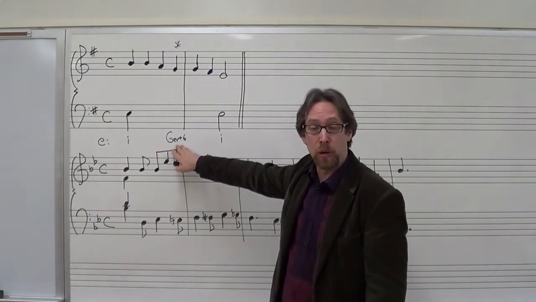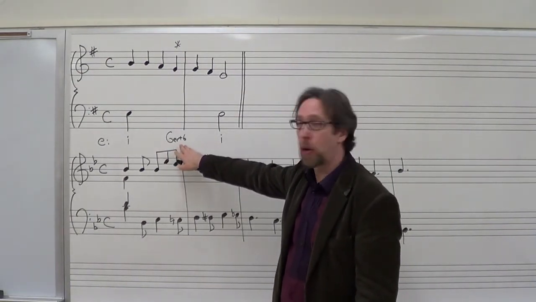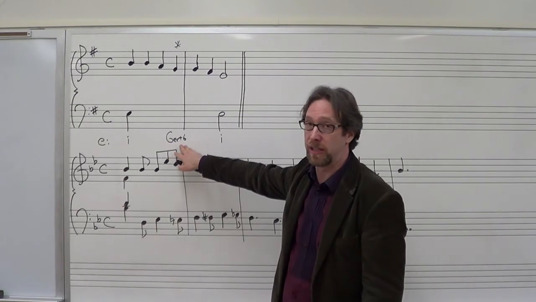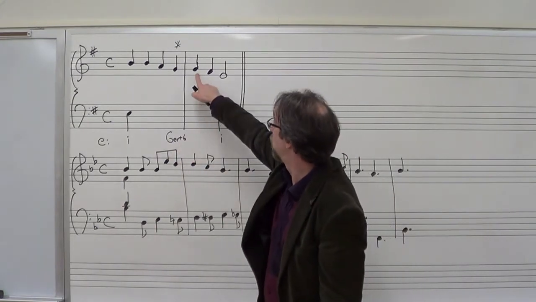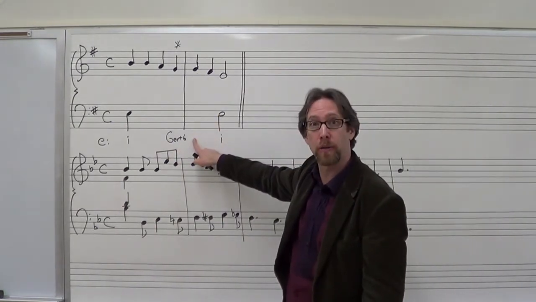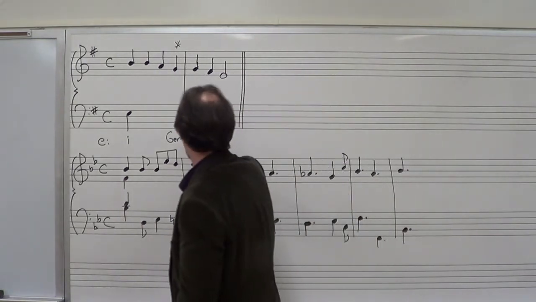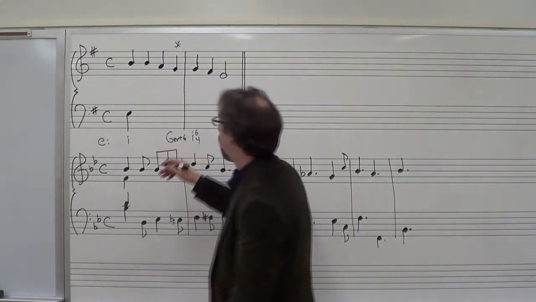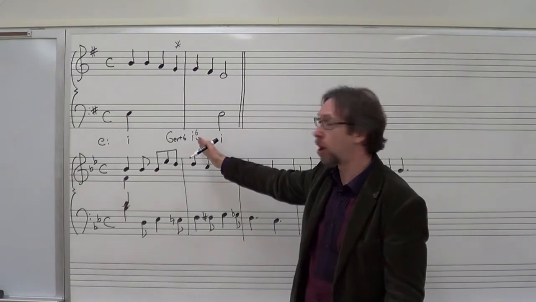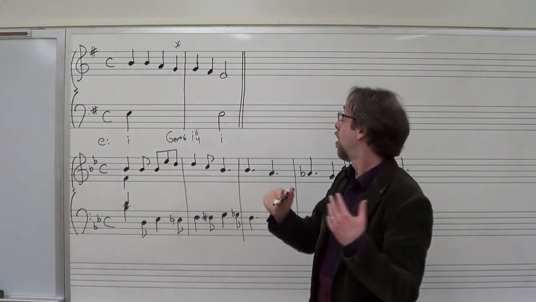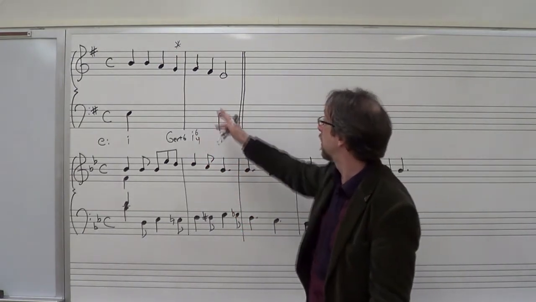A German augmented sixth chord almost always goes to a 1-6-4 chord. So with the G here, can I put a 1-6-4 chord right there? Absolutely. So I'm going to start by just putting in what I know. 1-6-4, this is going to be on a strong beat, a cadential 6-4, which almost always goes to some kind of 5 chord. Can I do that?